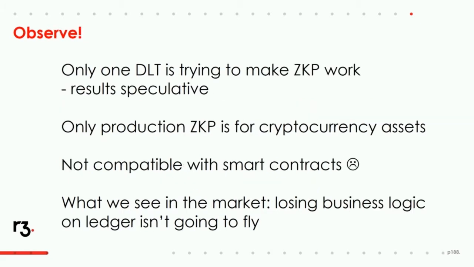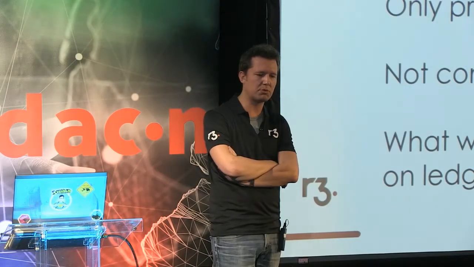Now, it's for this reason that if you look at the space of DLT frameworks, Ethereum is interested in this, and Quorum sort of inherits that interest, I think, and they're partnering with Zcash. There is one production system, which is Zcash, which uses this technology, and they run a system that works, and it's slow.